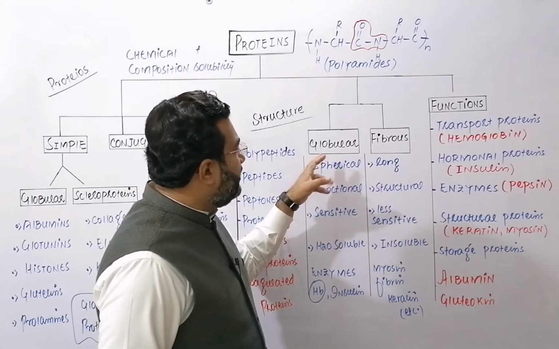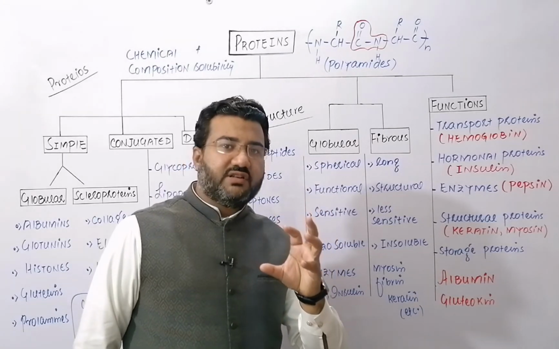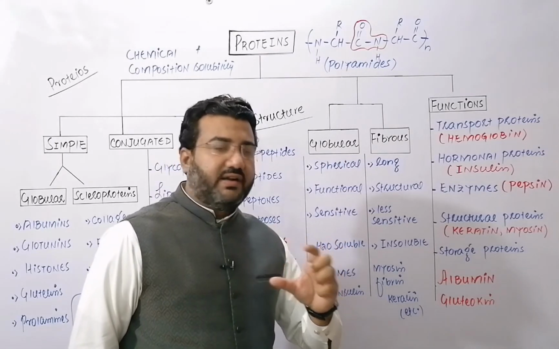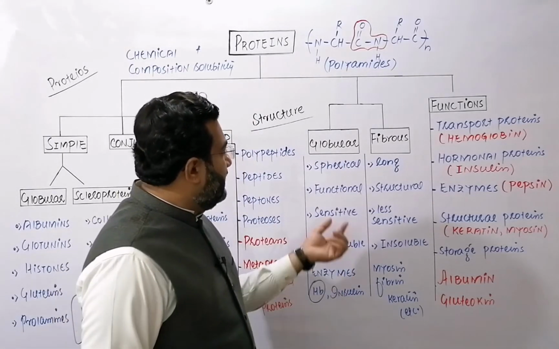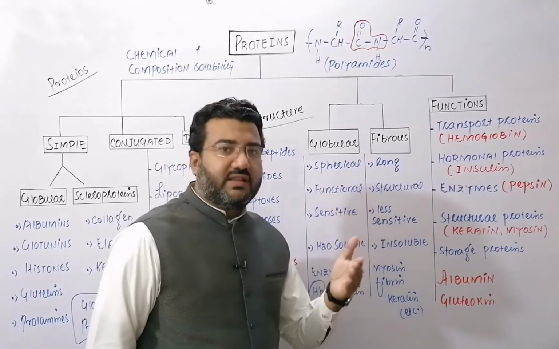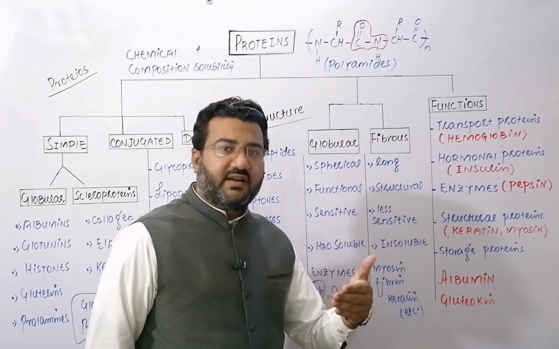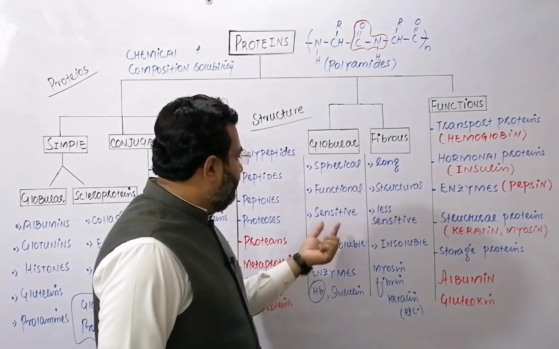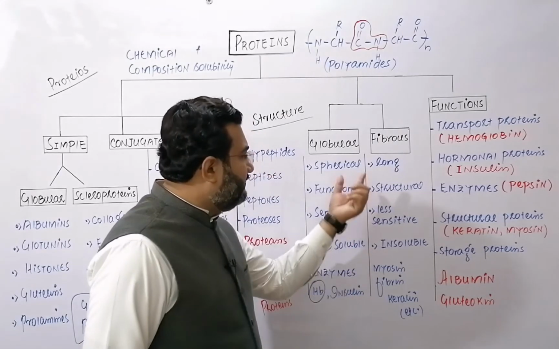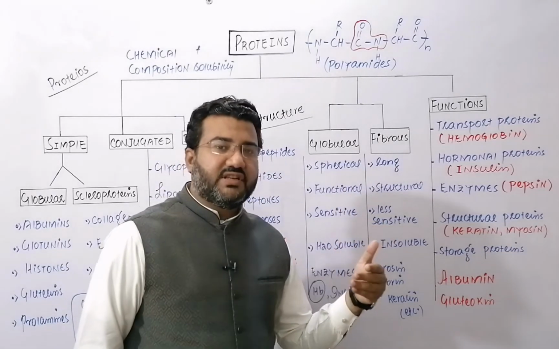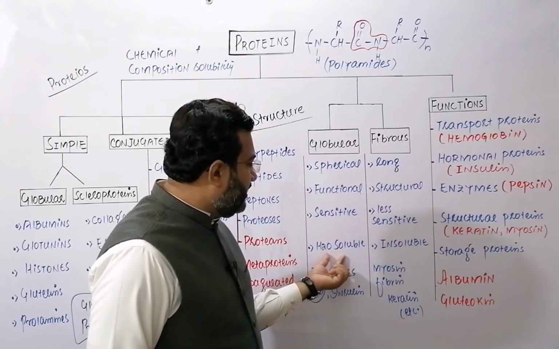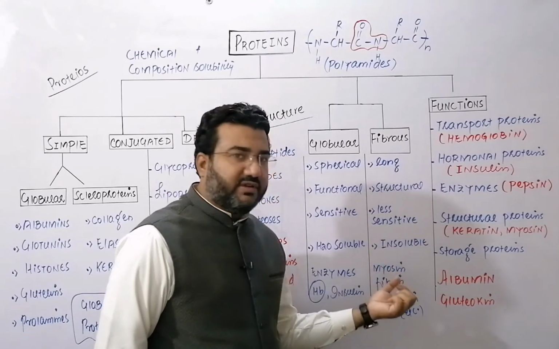My dear students, as the word globular shows, they are three-dimensional spherical proteins. And fibrous means just like fibers, they are long and narrow proteins. Globular proteins mostly play a functional role in the body, while fibrous proteins make structures of the body, just like keratin makes the nails and hair. Globular proteins are highly sensitive to changes in pH, temperature, etc. And fibrous proteins are less sensitive to changes in pH, temperature, etc. Globular proteins are water-soluble proteins, while fibrous proteins are insoluble proteins.